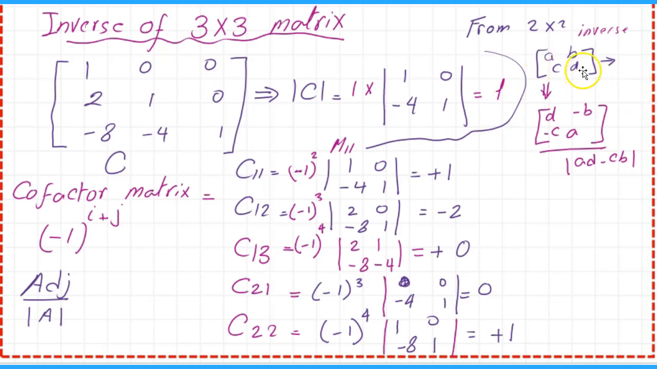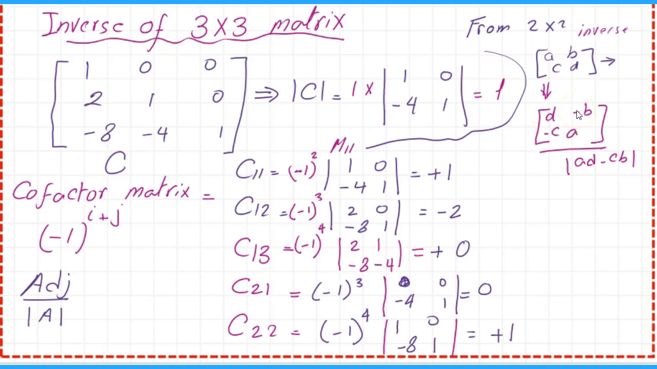We make a swap and we change the sign. Why? Because we have used the expression of C11. C11 for that matrix was D, the minor matrix, multiplied by minus 1 raised to the power of 1 plus 1, which will give us positive. This is C12, the first row and second column, which is C, but it is multiplied by minus 1 raised to the power of 3. This will give us a minus.